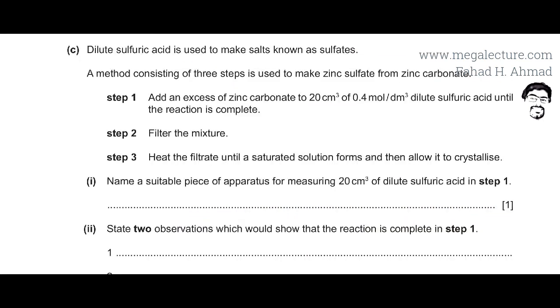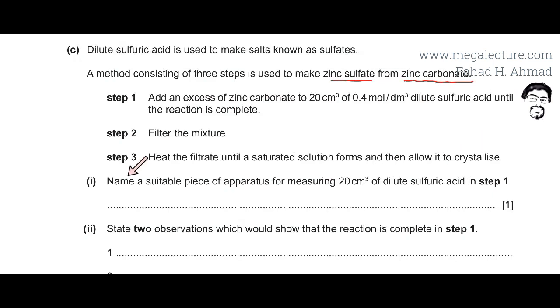Now moving to part C of the question. Dilute sulfuric acid is used to make salts known as sulfates. A method consisting of 3 steps is used to make zinc sulfate from zinc carbonate. The steps are given. An excess of zinc carbonate is added to 20 cm cube of 0.4 mole per decimeter cube dilute sulfuric acid until the reaction is complete, and then the mixture is filtered, you heat the filtrate until a saturated solution forms, and then allow it to crystallize.